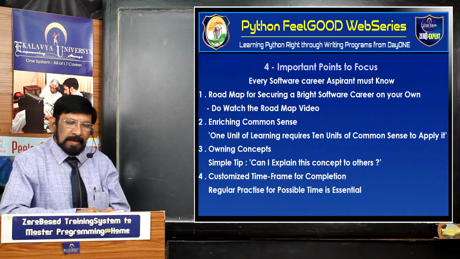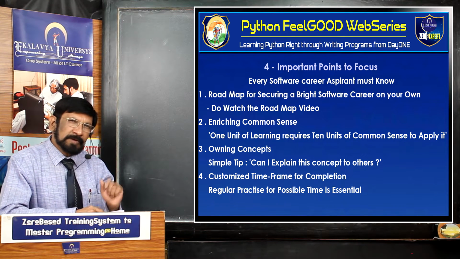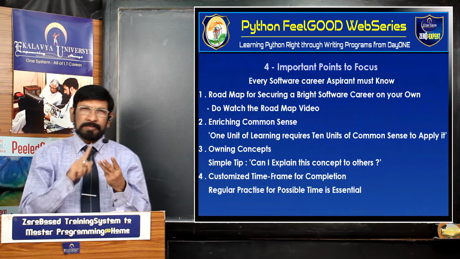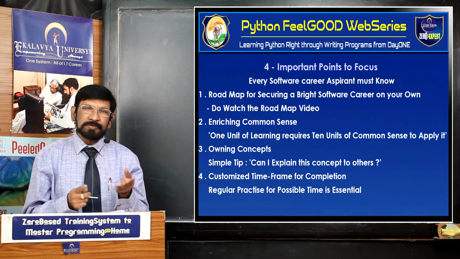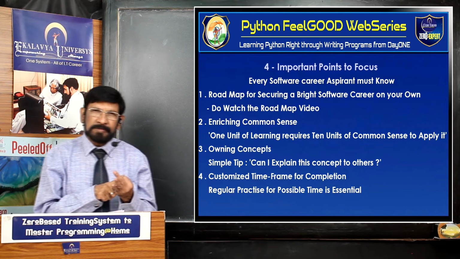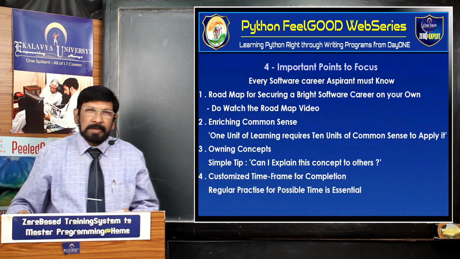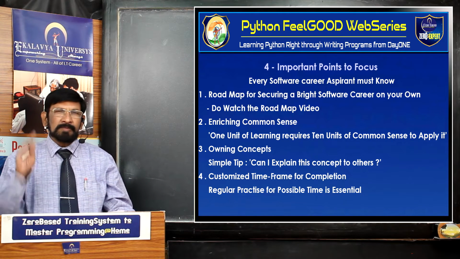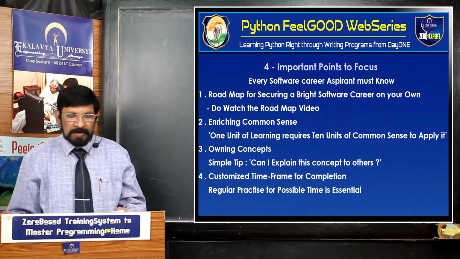Second one, enriching common sense. In that video, I told you one thing. If you want to evolve as a programmer, you must have 3 C's, 3 attributes. The first one is computer, second is common sense, third is commitment. Without computer, commitment, and common sense, you can never evolve as a professional programmer. That point you have to understand.